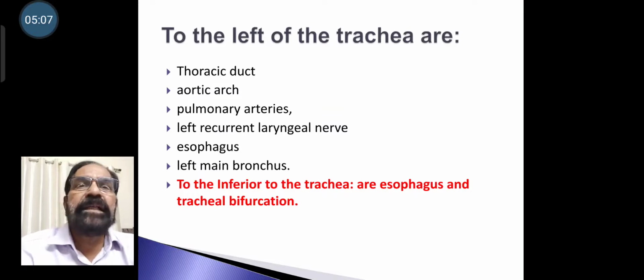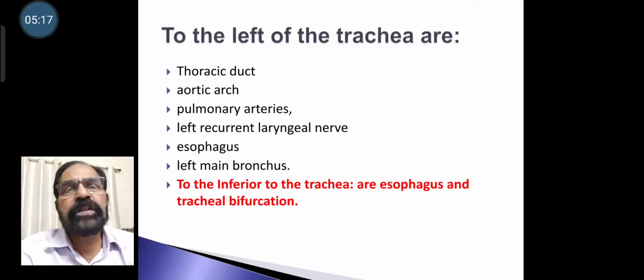To the left of the trachea: thoracic duct, arch of aorta, pulmonary arteries, left recurrent laryngeal nerve, esophagus, left main bronchus. Inferior to the trachea: esophagus and tracheal bifurcation.